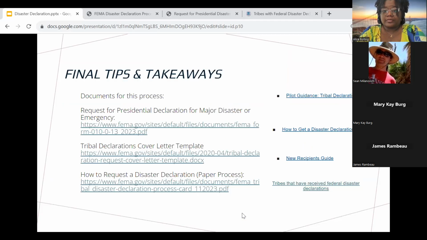A few tips here before we go back to the videos. Here are the documents, as I showed you earlier, the presidential declaration. And these slides will be available to you all. We'll send them out through emails if anyone wants them, and they'll also be on the recording for the website as well. There's also this cover letter template, which is what you would include in addition to the presidential declaration. And then also the paper process, how to request a declaration, which is here.